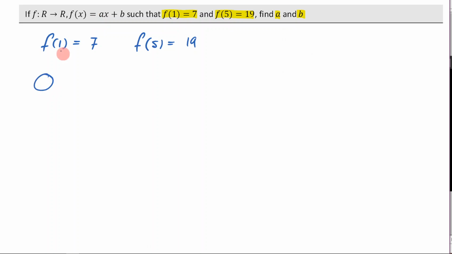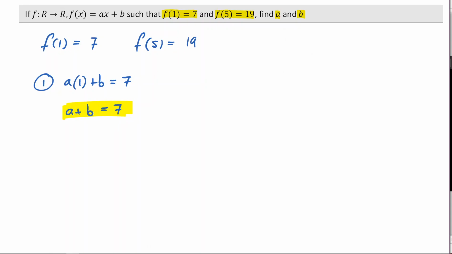So number 1, this is my first equation. I'm going to sub in x equal to 1, so I'm subbing in this one here. 1 times a plus b, and I know that this is going to be equal to 7. So this is going to be a plus b is equal to 7. That right there is my first simultaneous equation.